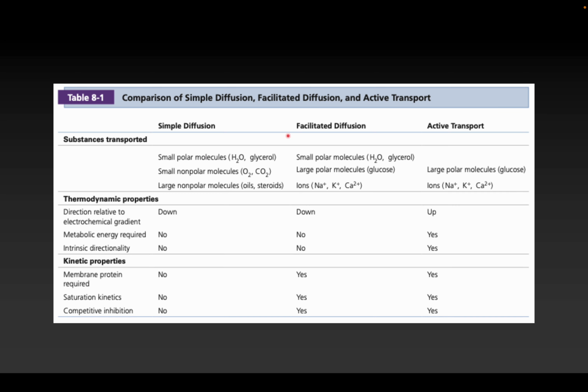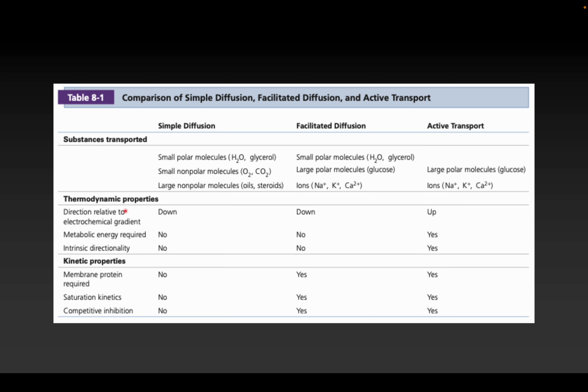Facilitated diffusion, on the other hand, carries out the movement of larger polar molecules like the carbohydrate glucose, and also charged molecules such as ions. Similar to facilitated diffusion, active transport also caters to the movement of larger polar molecules and those with charges.